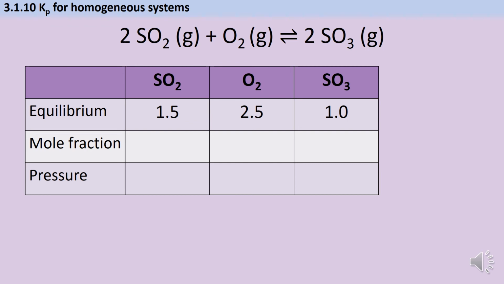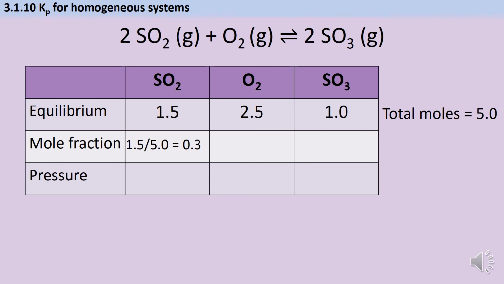The number of moles on its own isn't enough to work out Kp. I need the partial pressure, and to work out that I need the mole fraction. So firstly, I'm going to add up the total number of moles in this system at equilibrium, which is 5. And now I can use this to write a mole fraction for each reactant or product.